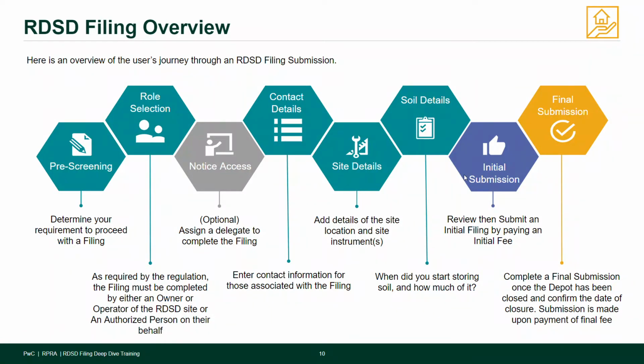When the project is completed, we are required to return to the registry to make the final submission. At this stage, we will confirm the date of the RDSD site closure, and we can make a final submission by paying a final fee if it's applicable, or again, simply by clicking on submit if no fee is required.